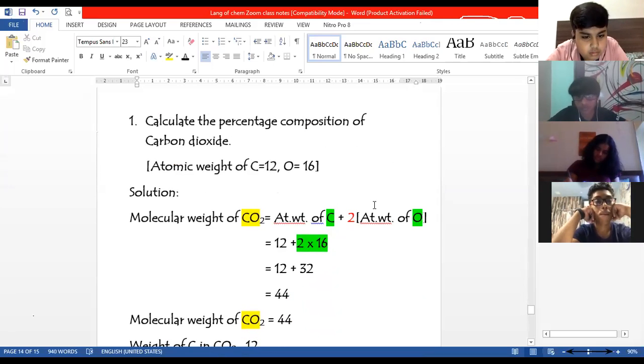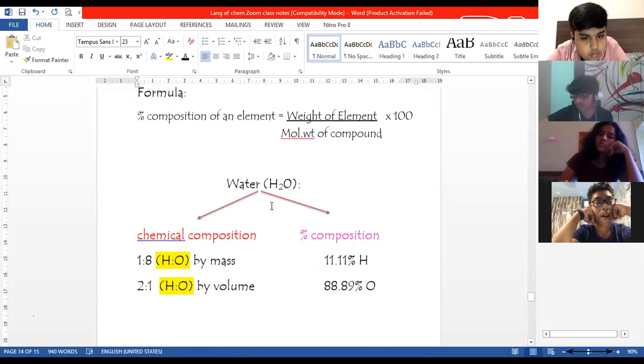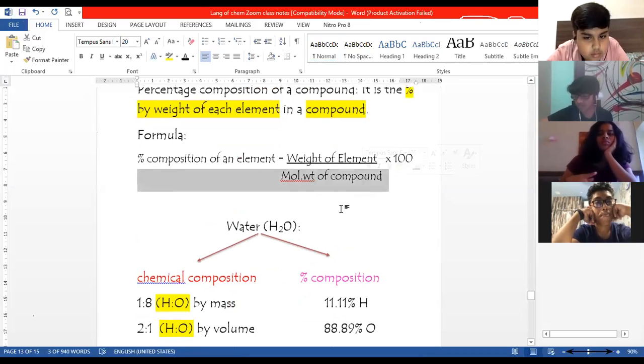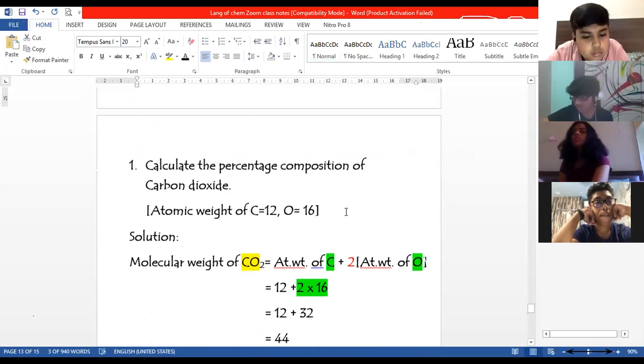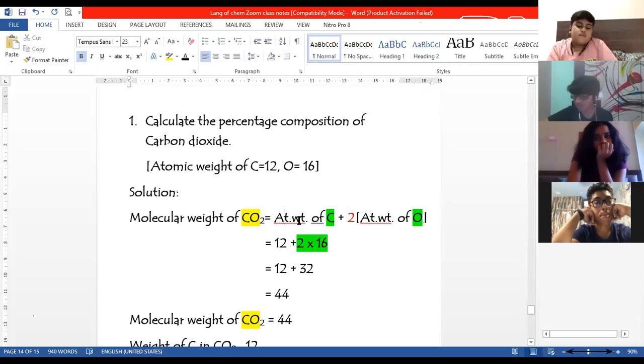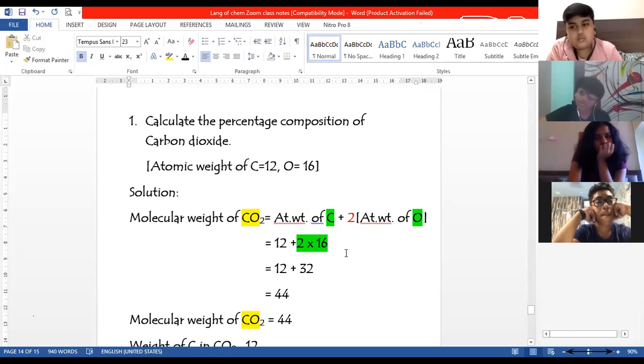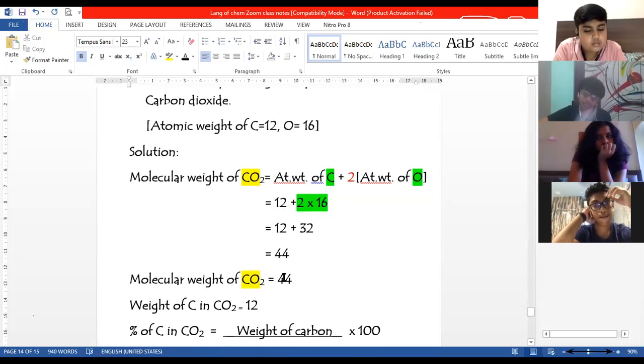The question given to you is: calculate the percentage composition of carbon dioxide. Again, atomic weights are given to you. Carbon is 12 and oxygen is 16. As you have seen, the formula contains the molecular weight of the compound, so my first step would be to find the molecular weight of carbon dioxide. Molecular weight of CO2 is atomic weight of C plus 2 into atomic weight of oxygen, because you have got 2 atoms of oxygen. So that is 12 plus 2 into 16. 2 into 16 is 32, 12 plus 32 is 44. So we get the molecular weight of carbon dioxide as 44.